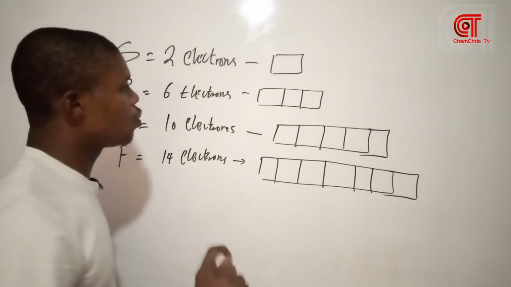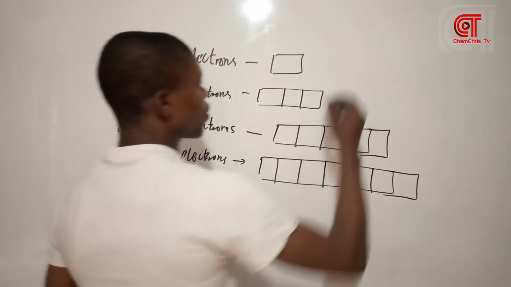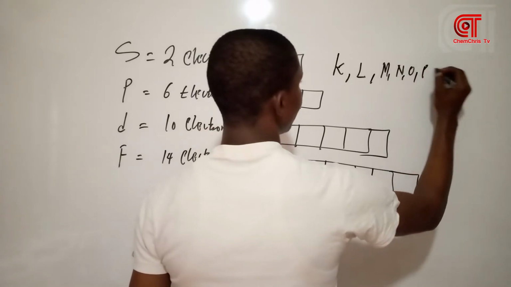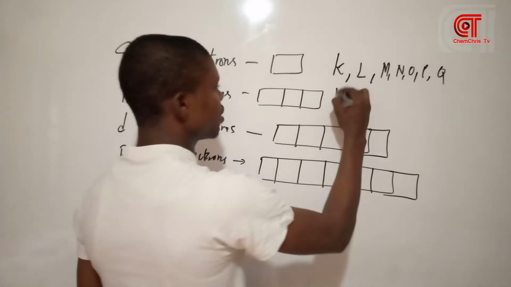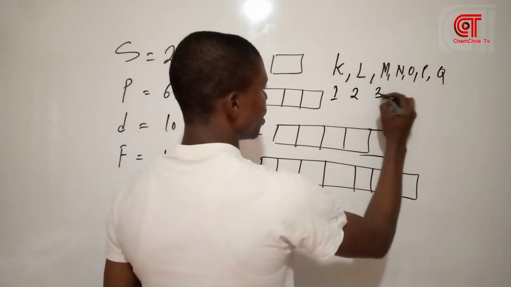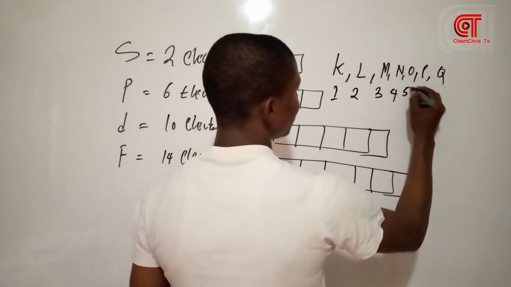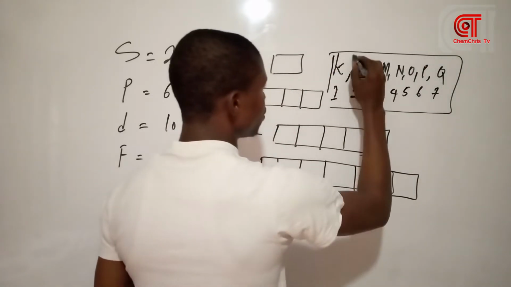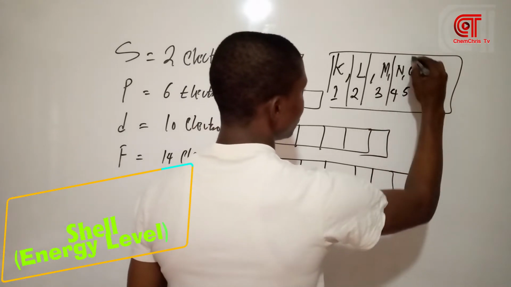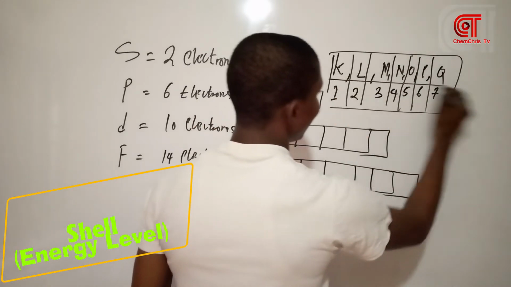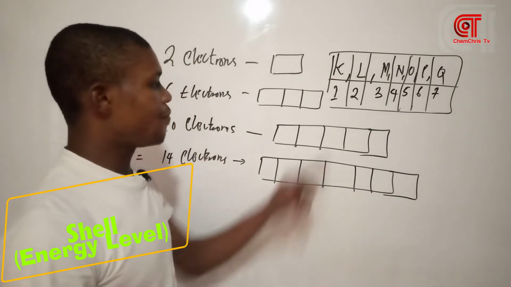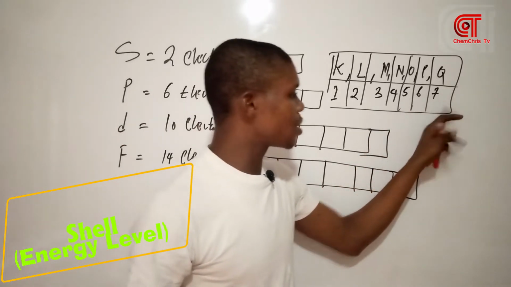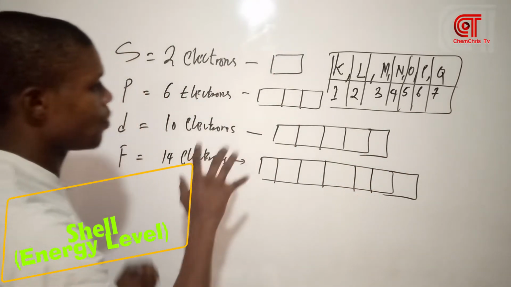So the next thing you want to know is that, now remember, we have K, L, M, N, O, P, Q, right? That means the first shell, the second shell, the third shell, the fourth shell, the fifth shell, the sixth shell, and the seventh shell, right? Remember, shell is also known as energy level. So here you have the first energy level, second energy level, third energy level, fourth energy level, fifth energy level, sixth energy level, seventh energy level. So you have to familiarize yourself with this thing here.